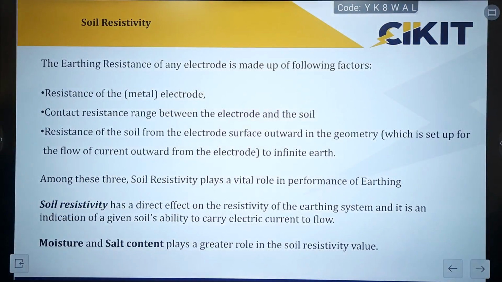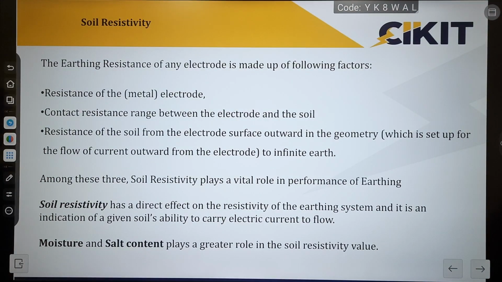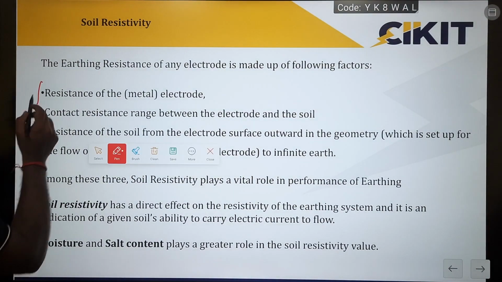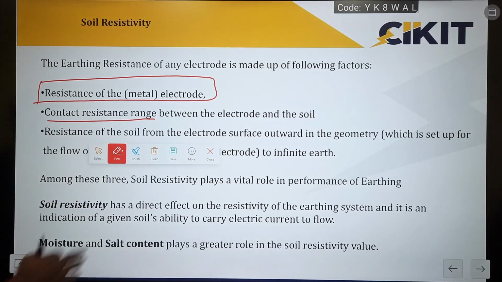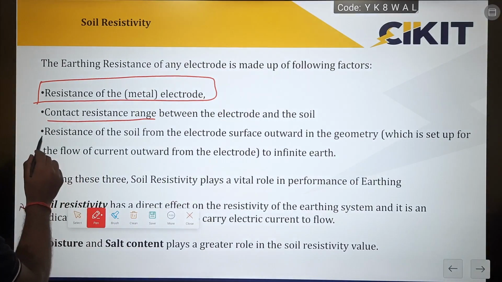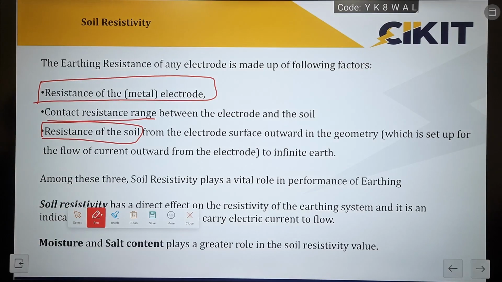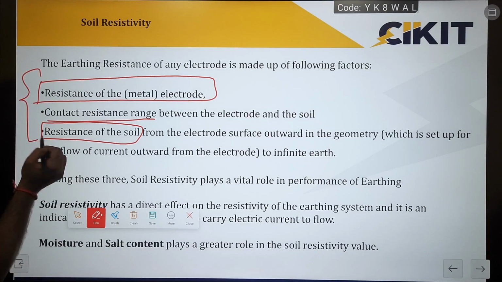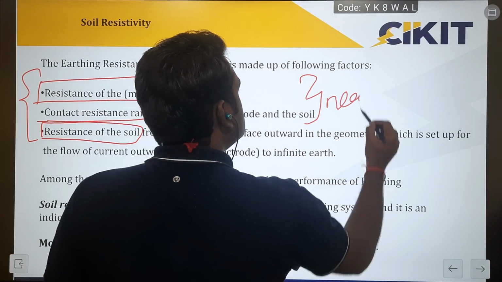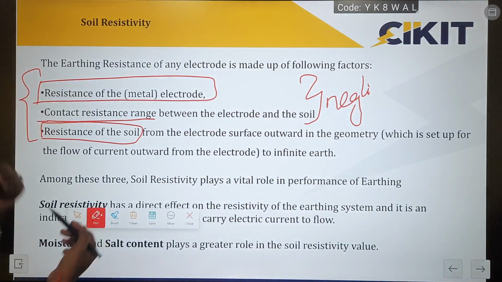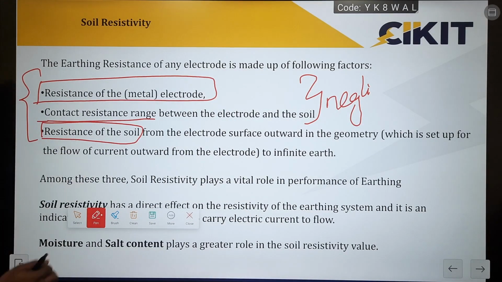So if you take this earth electrode resistance, it consists of three parts. The first one is the resistance of the material, the second one is the contact resistance of soil and the earth electrode, and the third one is the resistivity of the soil. Here, along the length of this earth electrode the conduction will be taking place, but all the conductors will be having very low resistance. So if you compare these three parameters, the first two parameters will be negligible. So we won't consider the first two parameters, and the earth electrode resistance mainly depends upon the soil resistivity alone.